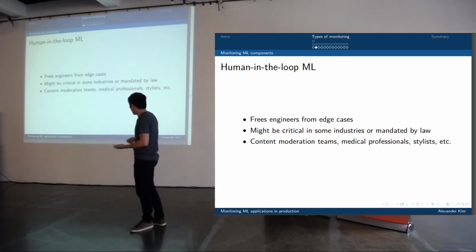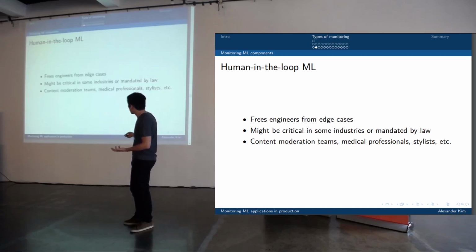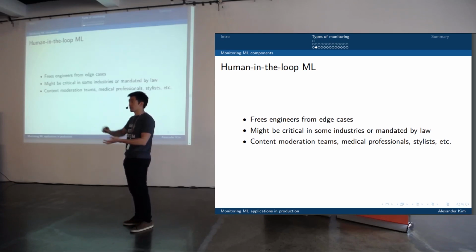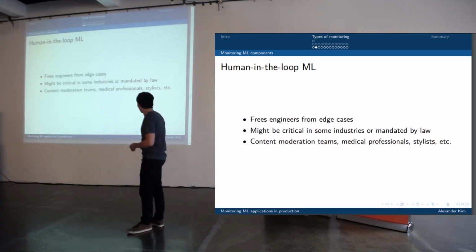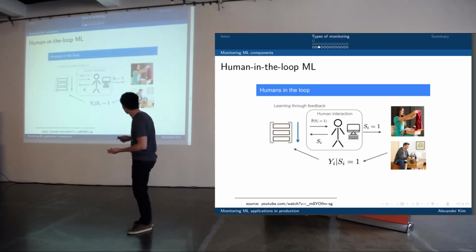And as I mentioned, in some industries it might be critical or mandated by law. The way companies deal with it, if you're a social media company, is you create a content moderation team. Medical professionals cannot just use a machine learning model to spit out a diagnosis to a patient and say, go ahead and use it, because they will be liable. And in some interesting cases, it could be stylists, and I'm going to be talking about that now.